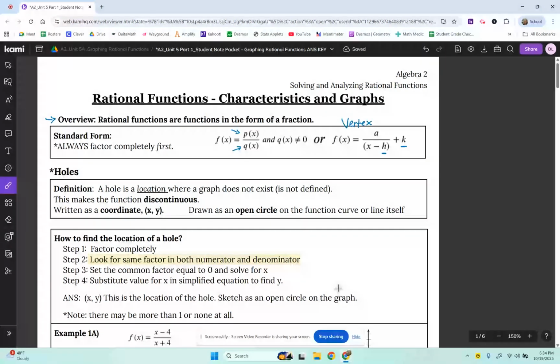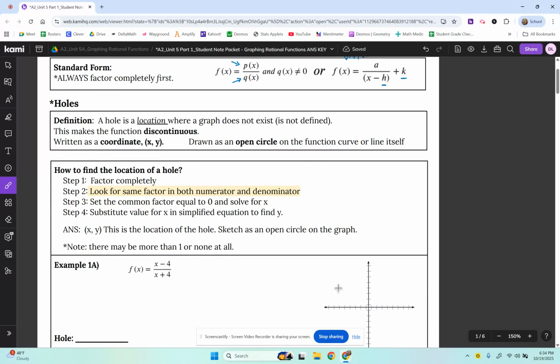The first characteristic that we're going to start with is a hole. When we have a hole in our graph, that makes our function discontinuous. If you think of continuous as a line that keeps going and you don't have to lift your pencil when you're drawing it, then a hole is a discontinuity, which means our graph is going and then it's going to jump over a certain point and then it will continue again. We draw a hole where the graph is not defined, and we write it as the coordinate x comma y.